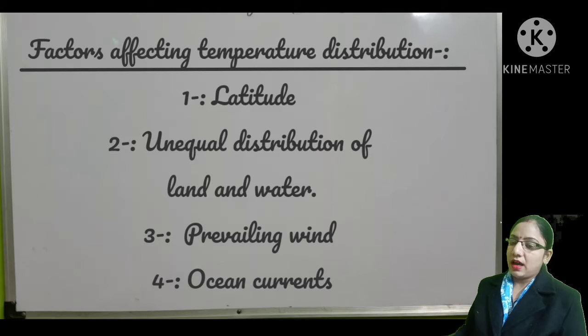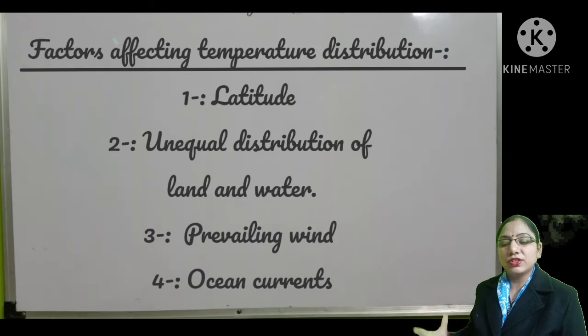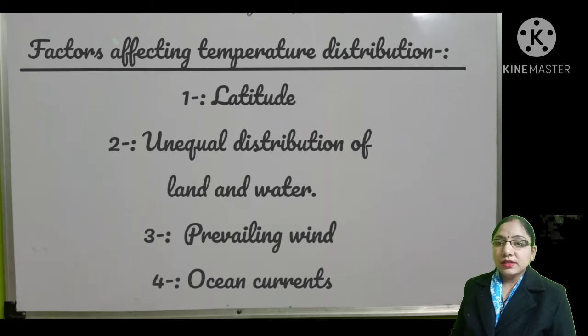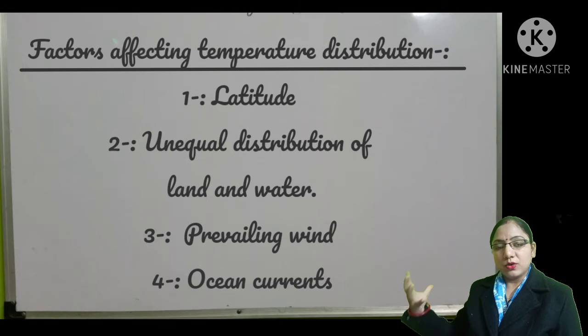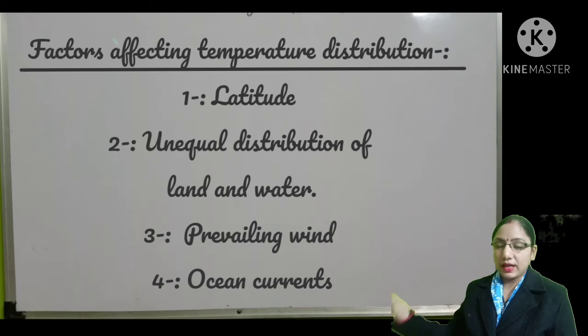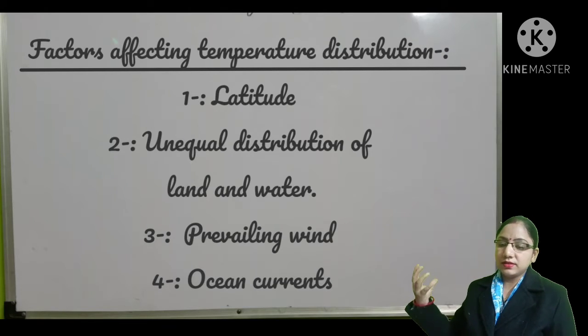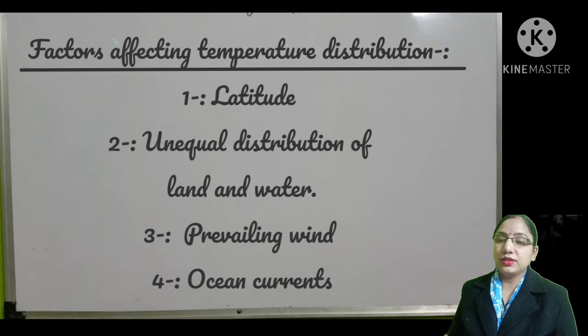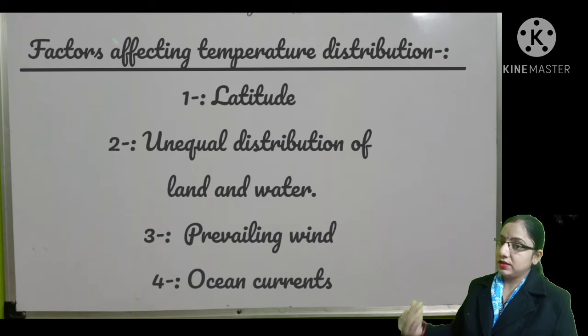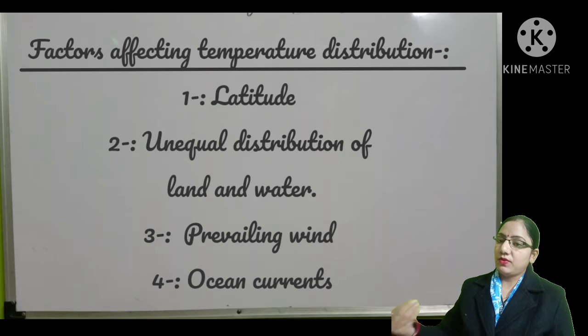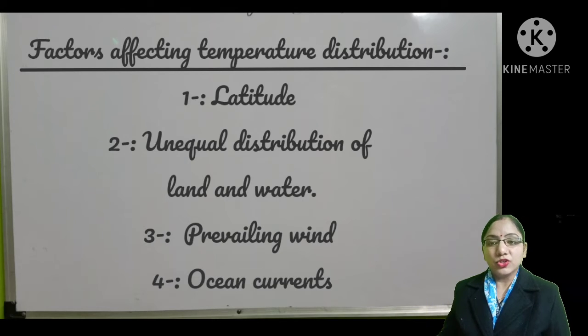These factors are the latitude, the unequal distribution of land and water, and the prevailing winds. Some more factors are the oceanic currents, about which we are going to study in the next video. And some minor responsible factors are the submarine ridges and the local weather conditions. Yes, the local weather conditions also affect the temperature of oceanic water. Now we will see how these factors are responsible for the changing temperature of the oceanic water.